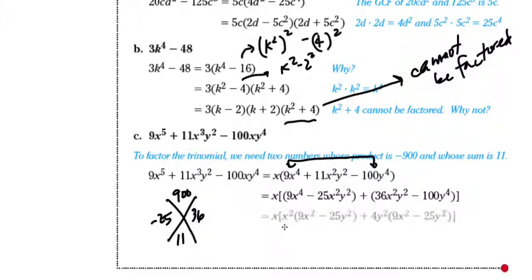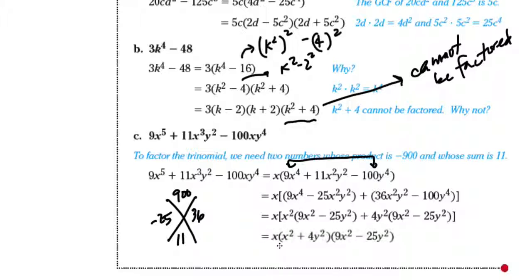So the GCF would be x squared, factor out x squared. We're left with 9x squared minus 25y squared because we factored out x squared. We factor out 4y squared in this case. You're left with 9x squared minus 25y squared. And using the distributive property, we add x squared plus 4y squared, and this becomes our common factor 9x squared minus 25y squared.